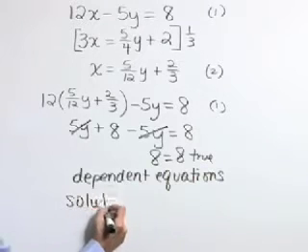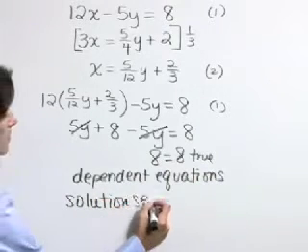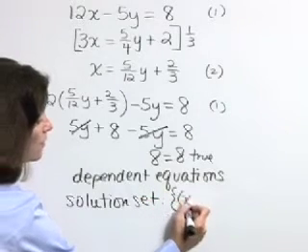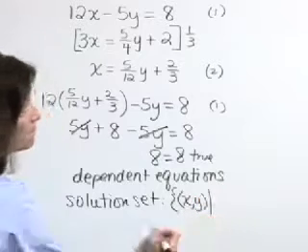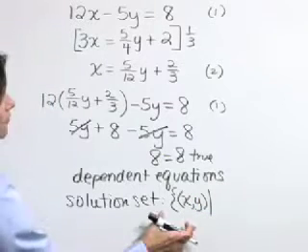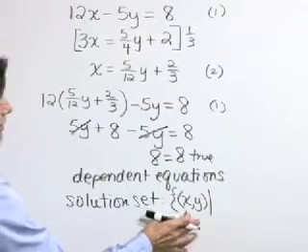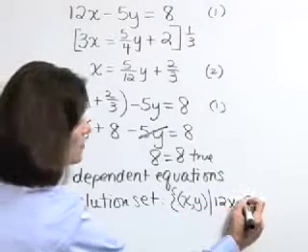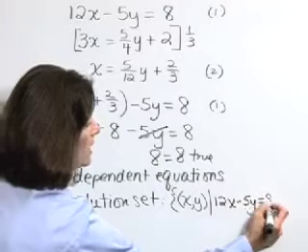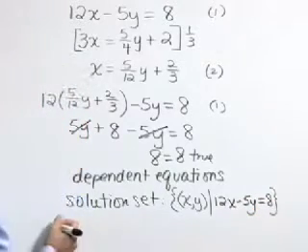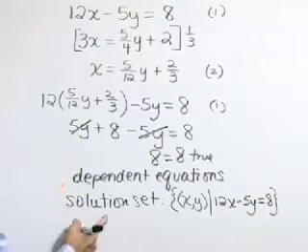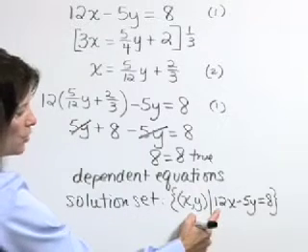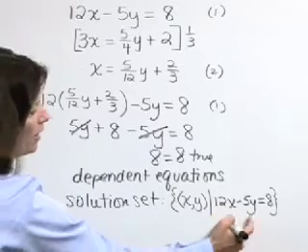And let's write the form of our solution set. The solution set then consists of all points xy that take the form of, well, we can write either of our lines. I'm going to write that first form, 12x minus 5y is equal to 8. So we have dependent equations and a solution set, all xy, such that they satisfy the equation 12x minus 5y is equal to 8.